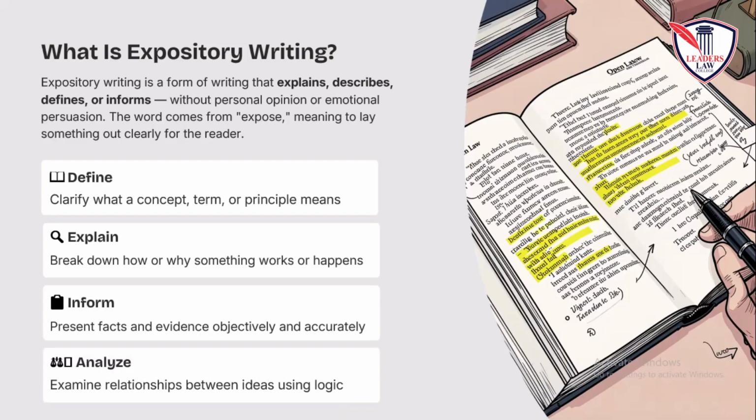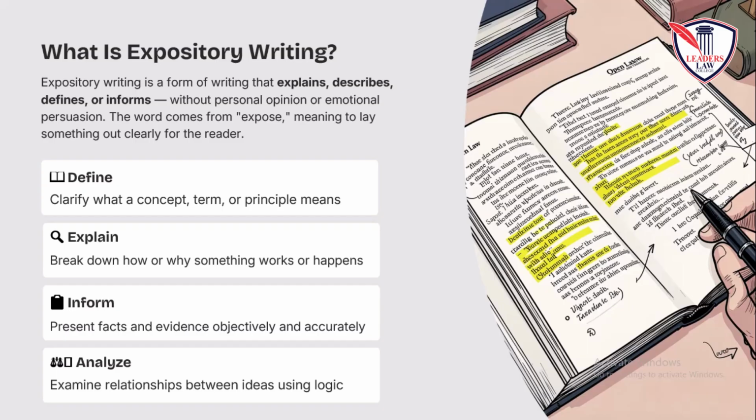First, it defines: it clarifies what a concept or a term is, or what a principle means. It explains: it breaks down how or why something works or happens. It informs us about present facts and evidence objectively and accurately, and it helps us to analyze and examine relationships between ideas using logic.